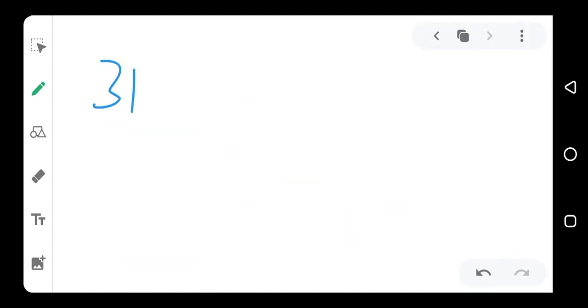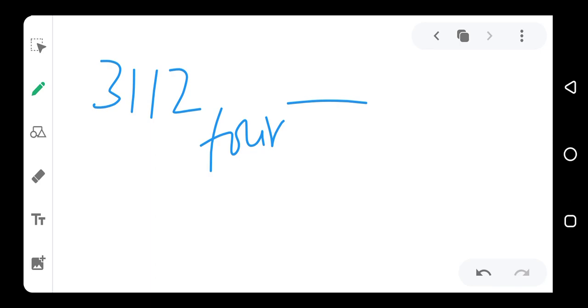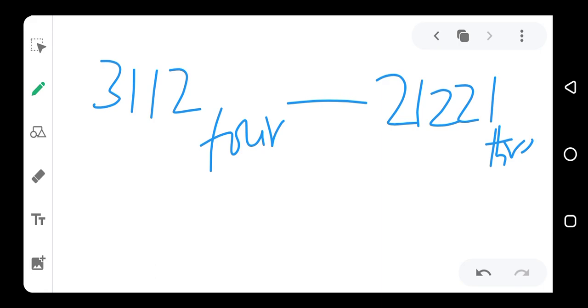Three 1 1 2 in base 4. After everything, it will give us 2 1 2 2 1 in base 3. So this is the answer.